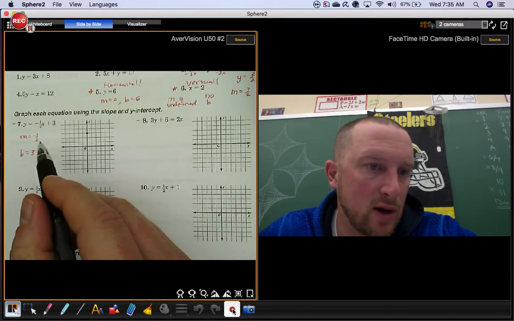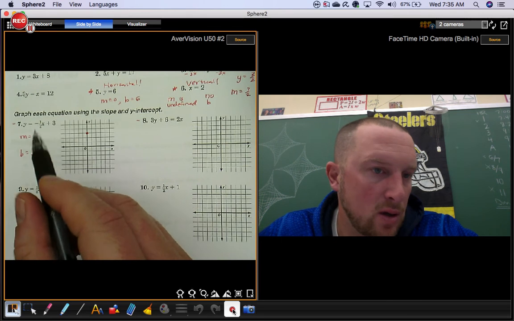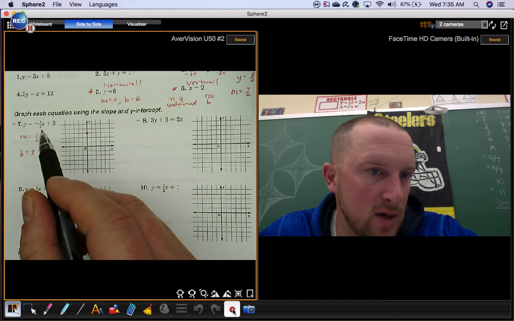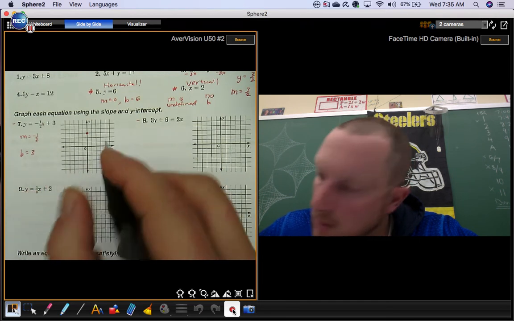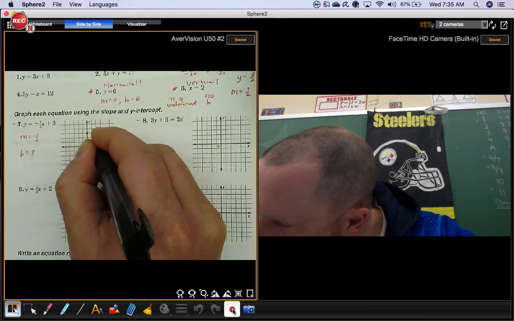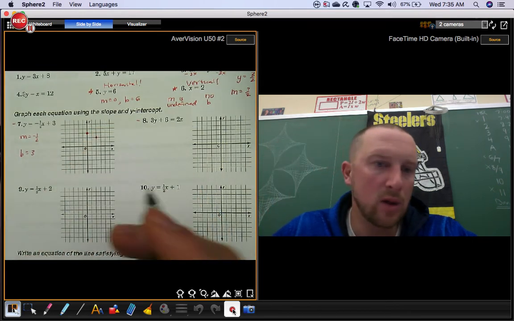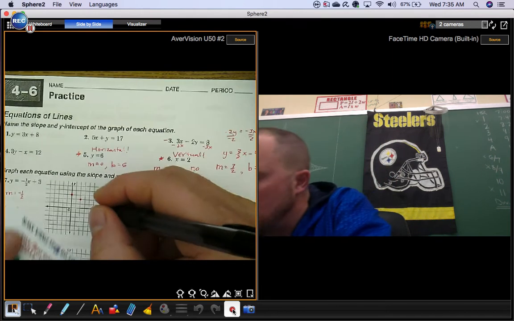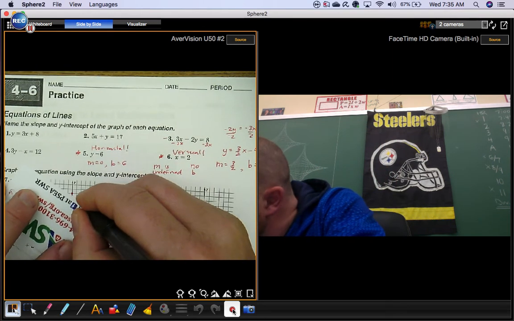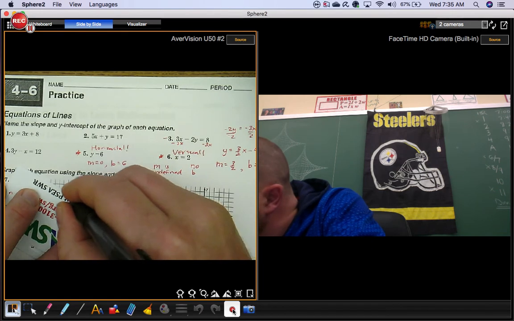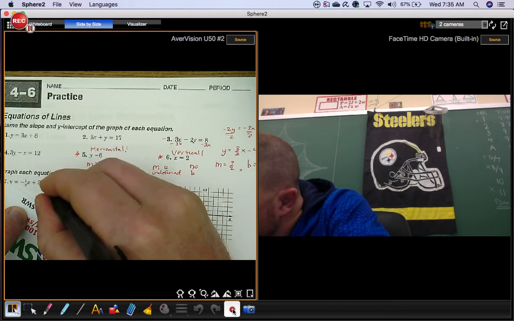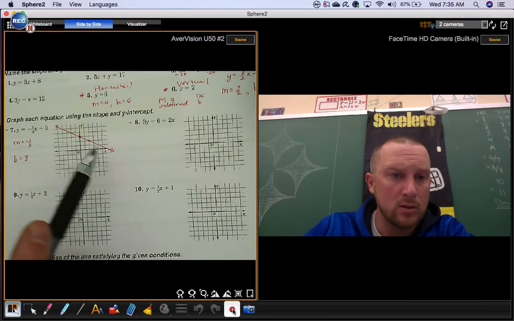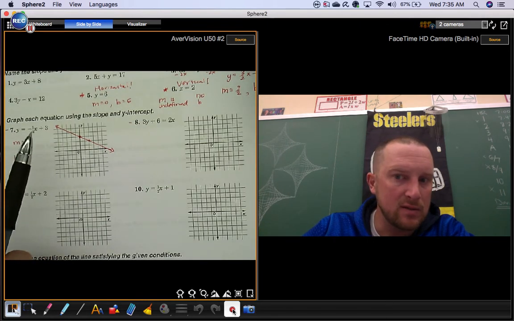Use your rise and your run to find the next point. We have a negative 1/2 slope. So your negative can be on top or on the bottom. It doesn't matter. I'm going to go down 1 and 2 to the right. And you only need to do that one time, but you can do it as many times as you want. Connect those two ordered pairs with a straight edge. That's what the equation of the line looks like. And notice how it's going downhill. That makes sense because your slope is negative.